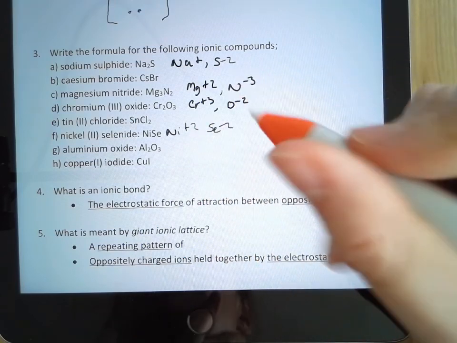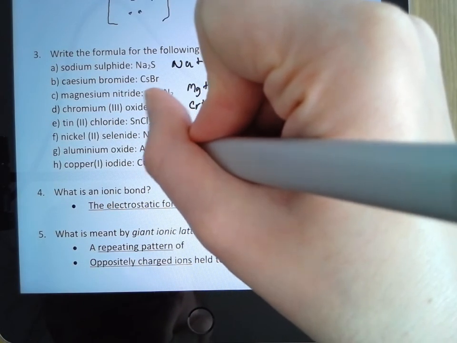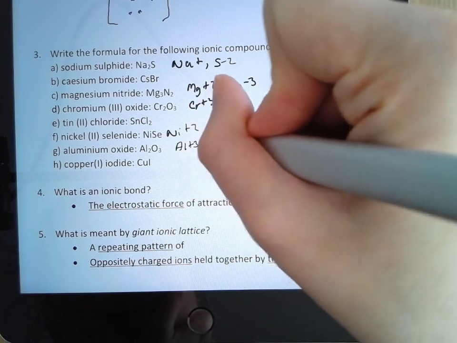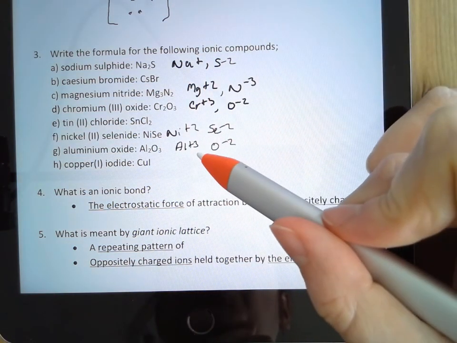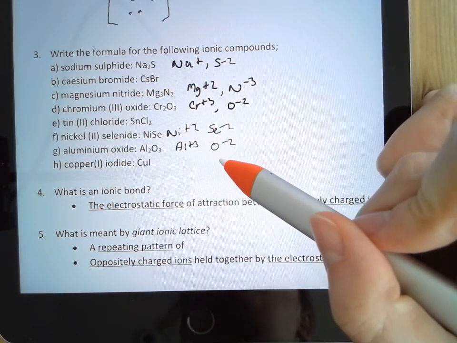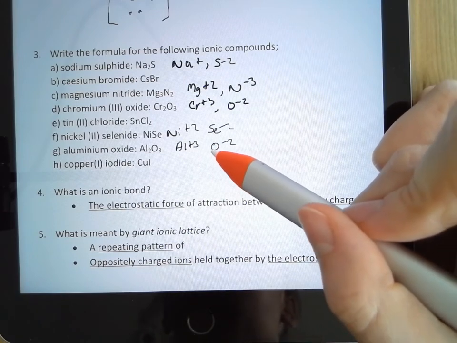Aluminium oxide: aluminium is in group 3, so it's got a plus 3 charge. Oxygen is in group 6 with a minus 2 charge. 2 aluminiums will give me a total of plus 6, and 3 oxygens will give me a total of minus 6.